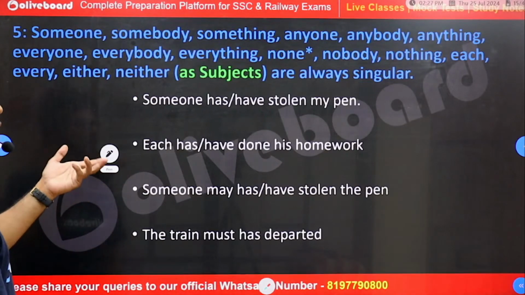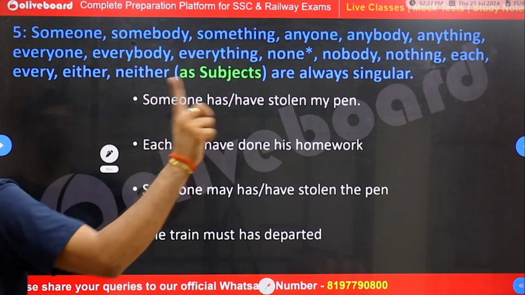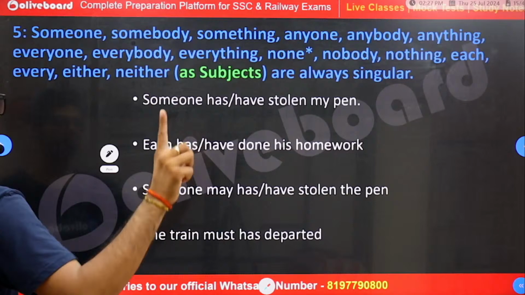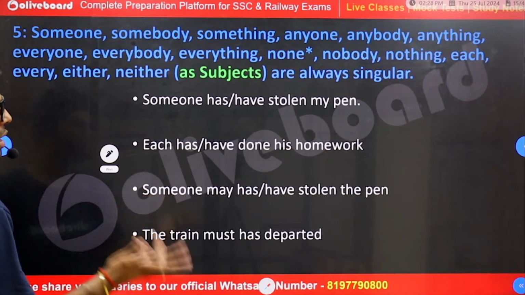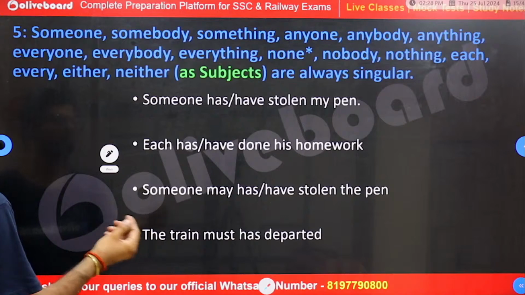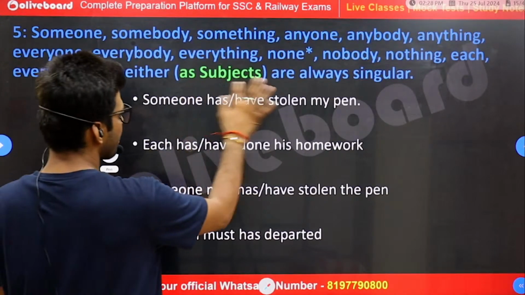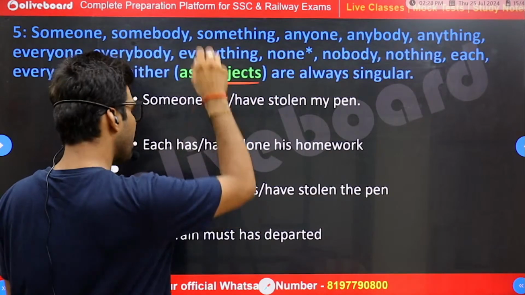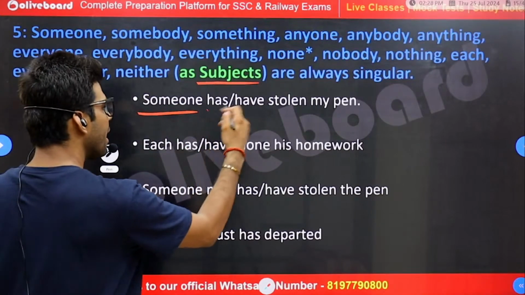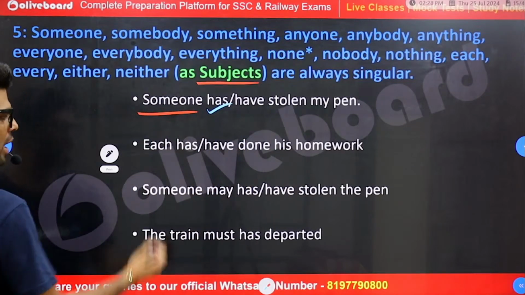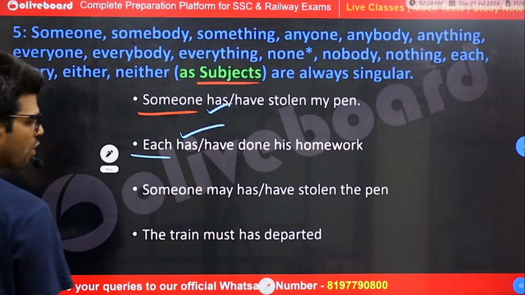These words, I think you know, someone, somebody, something, just one. Anyone, anybody, anything, just one. Everyone, everybody, everything, just one. Nobody, nothing, no one, each, every, either, neither, when they are subjects, they are singular. Say someone, quite easy I know, has stolen my pen. Each of them has done the homework.